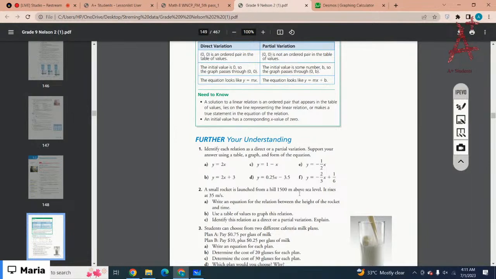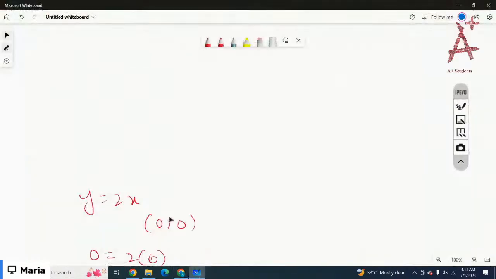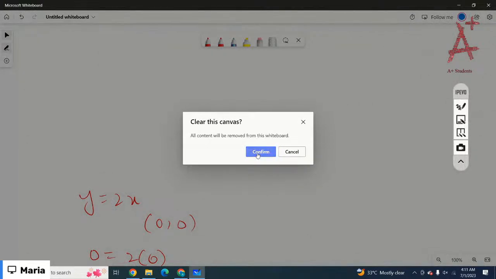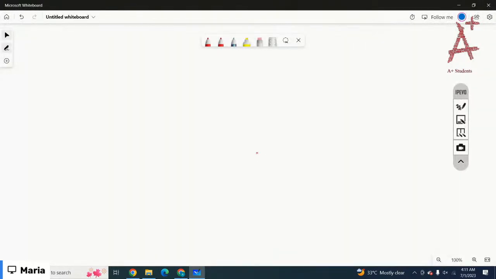It is 1500 meters above the sea level and it rises at 35 meters per second. So we have to write down the equation first. So it would be h equals 35t plus 1500. Got it? Here h is the height and t is the time.